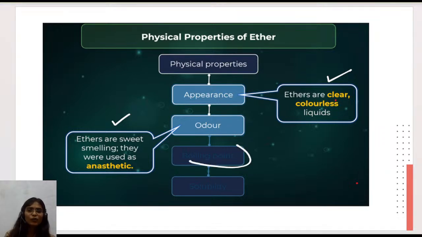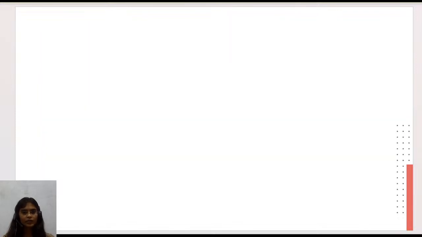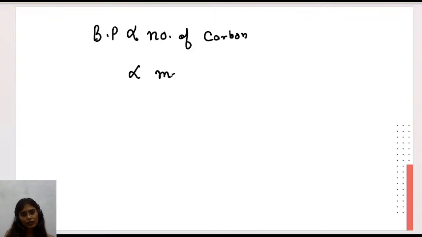Now, how about the boiling point? The typical thing, you know: if branching is there, boiling point is less, and if the surface area is more, boiling point is more. So let me quickly write how the boiling point is related to different concepts. Then we are comparing with the alcohol, of course. First of all, listen to my point, we are discussing the boiling point. Boiling point is directly proportional to the number of carbon. The second one, it is directly proportional to the molar mass. Obviously, the more the mass, the more the boiling point.